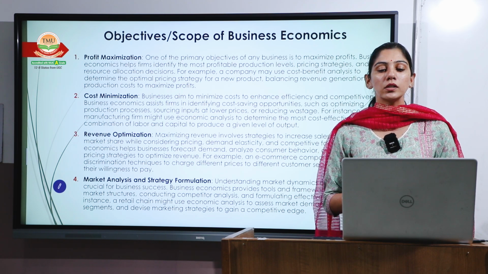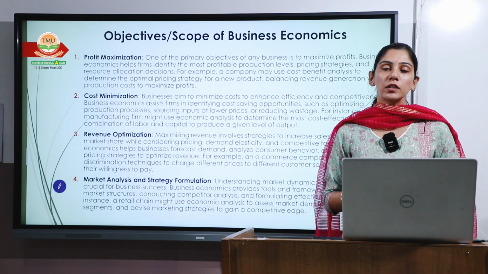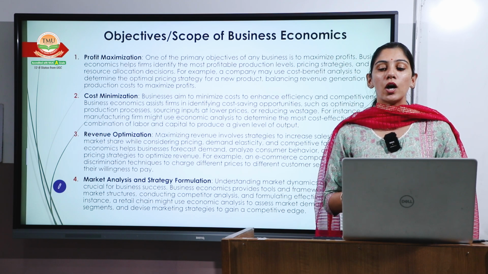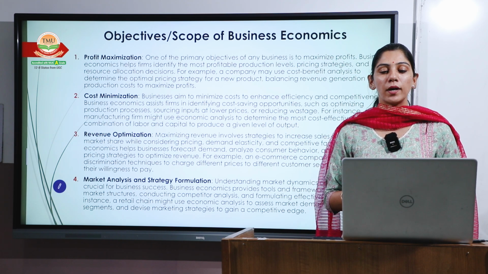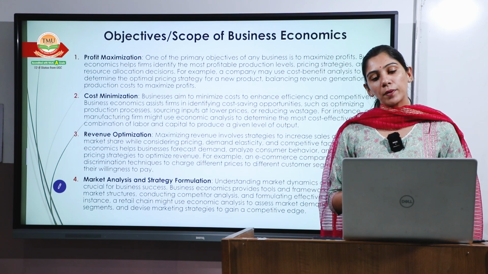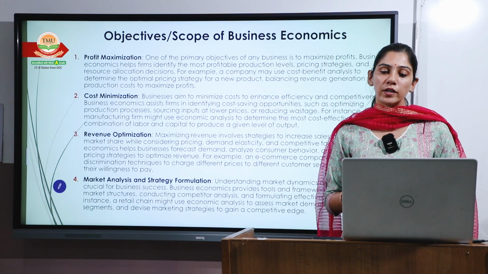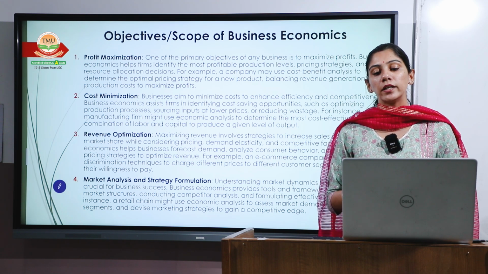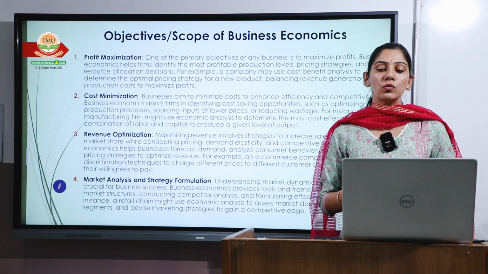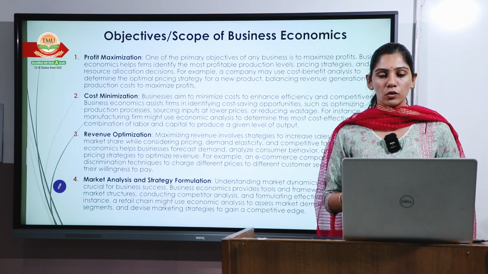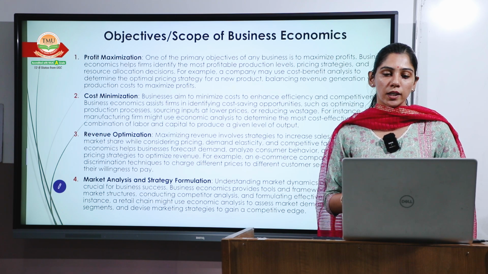Next one is cost minimization. Business economics assists firms in identifying cost saving opportunities such as optimizing production processes, sourcing inputs at lower prices, or reducing wastage. A business aims to minimize cost to enhance efficiency and competitiveness. So, when the cost is minimized, then the business will earn more profit or it will grow efficiently.